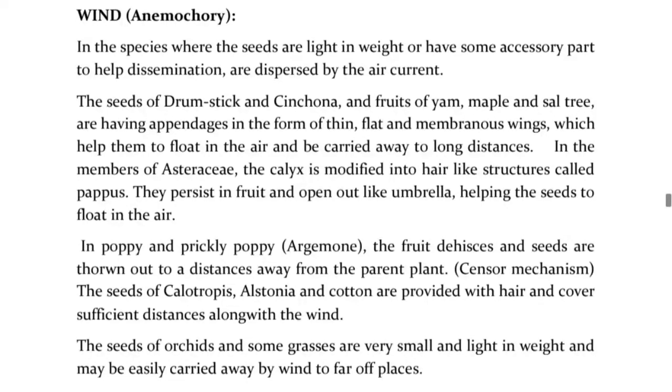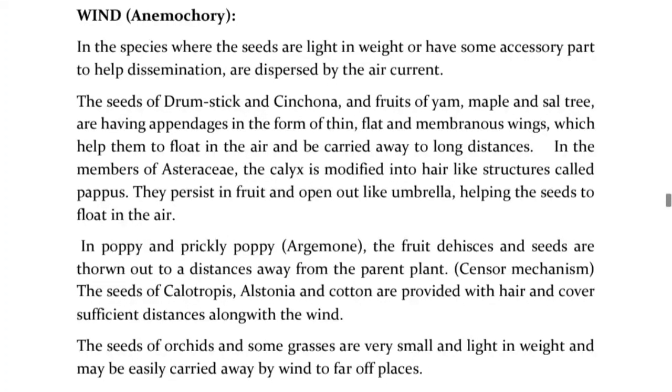Wind, anemochory. The species where the seeds are light in weight or have some accessory part to help dissemination are dispersed by air currents. The seeds of drumstick and cinchona, and fruits of yam, maple and sal tree, have appendages in the form of thin, flat and membranous wings, which help them to float in the air and be carried away to long distances. In the members of Asteraceae, the calyx is modified into hair-like structures called pappus. They persist in the fruit and open out like an umbrella, helping the seeds to float in the air.